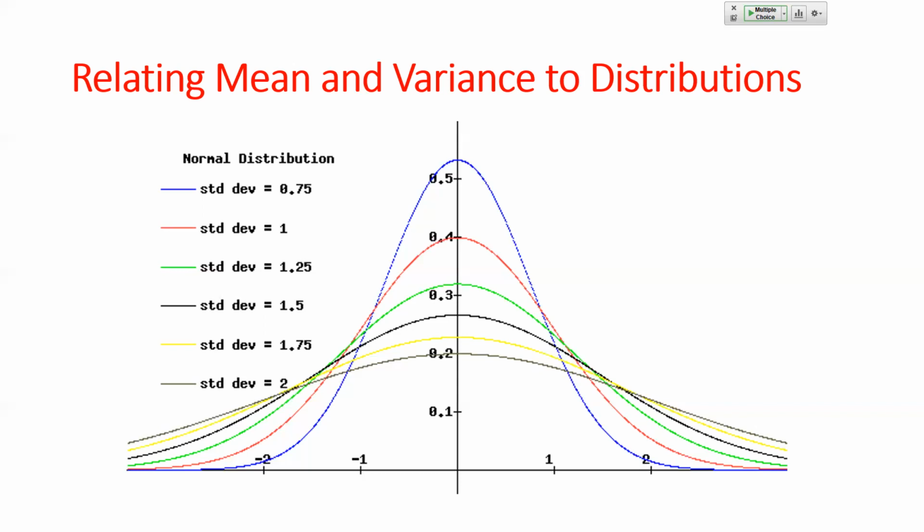Yep, a higher or lower mean will shift us along the x-axis. A higher or lower variance changes how high or how low our distribution is, how flat or how peaked it is on the y-axis.